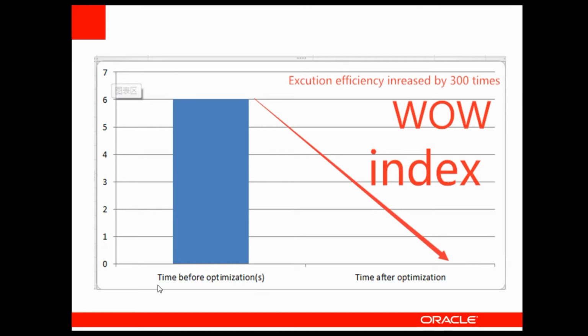Okay, you can see before optimization it takes about 6 seconds, and after optimization the time decreased to 0.02 seconds. It's about 300 times. The optimization effect is obvious: execution efficiency increased by 300 times. Amazing.